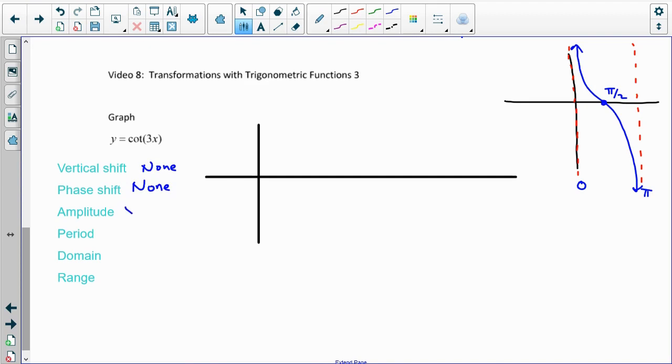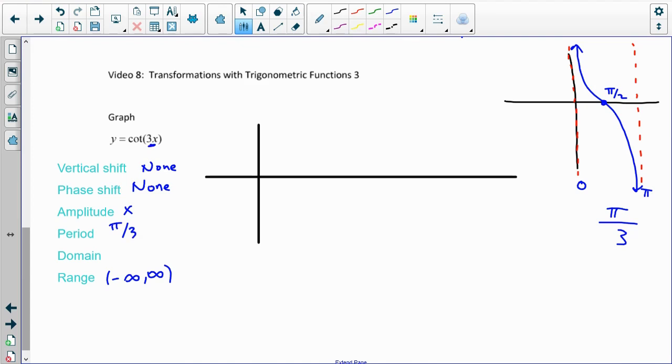The amplitude is not really something that we deal with in a cotangent graph. The range is negative infinity to infinity. The domain we'll deal with after we figure out what the graph is. Then the period, well, the period of a typical tangent or cotangent graph is pi. So we're going to divide this by 3 because my b value is 3. So my period's pi thirds.